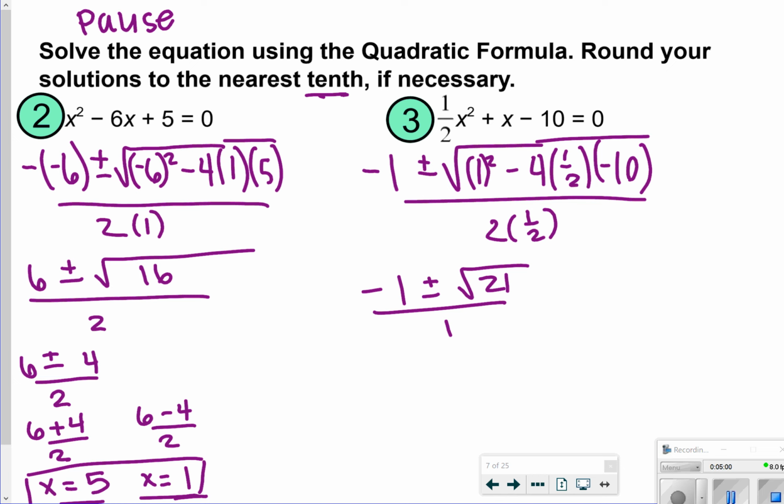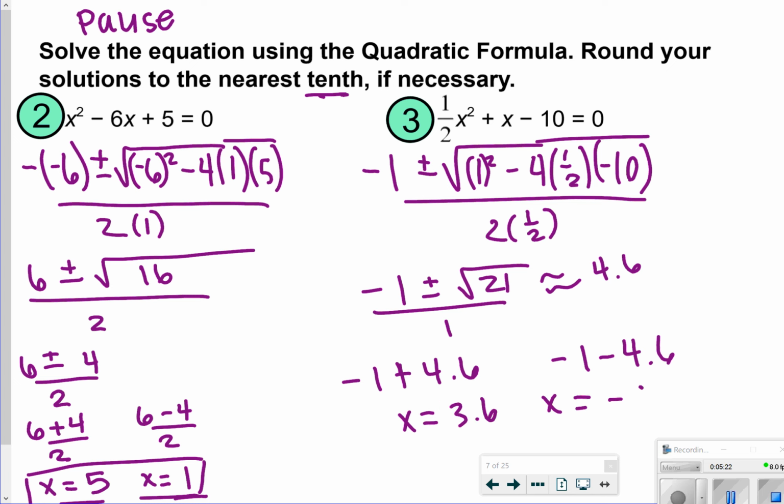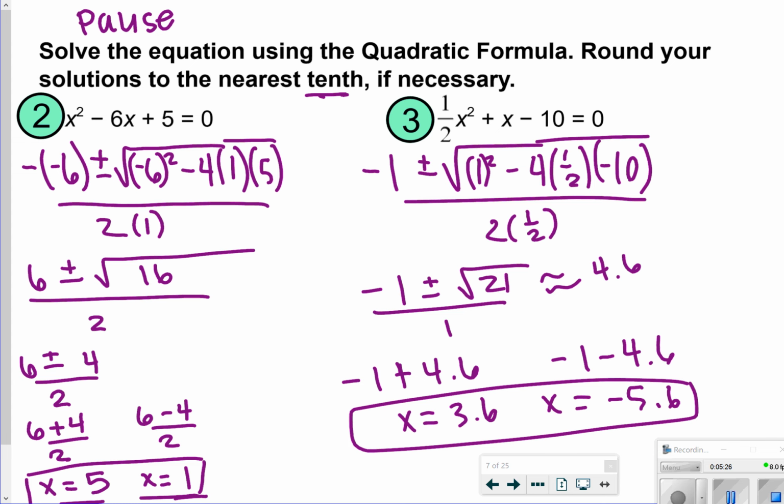And then essentially we need to find the square root of 21. The square root of 21 is going to be about 4.6 when rounded. So we'll have negative 1 plus 4.6 and negative 1 minus 4.6. For this first one, we get x is equal to 3.6, and for this last one, x is equal to negative 5.6. So those are our two answers for number 3.